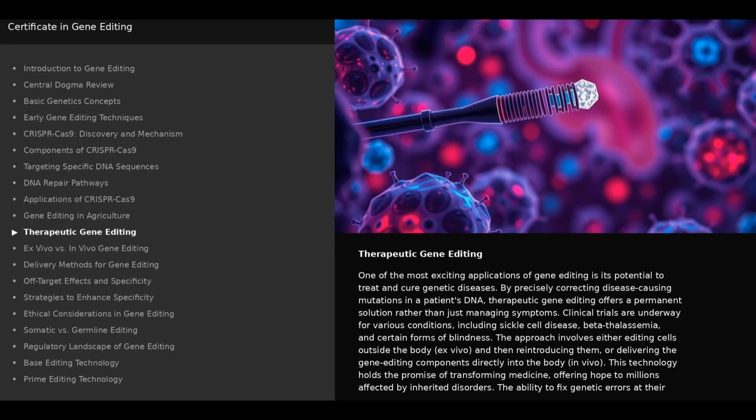This technology holds the promise of transforming medicine, offering hope to millions affected by inherited disorders. The ability to fix genetic errors at their source represents a paradigm shift in treatment strategies. Ethical considerations are paramount in these applications, ensuring patient safety and responsible use. The long-term goal is to make these therapies widely accessible and affordable.